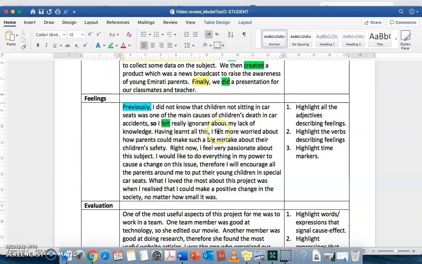Having learnt all this, I felt more worried about how parents could make such a big mistake about their children's safety. Having learnt all this can be a phrase that describes time. After we have learnt this, having learnt all this refers to the fact that you have learned it before and you're at the point where you know it. So it is a time marker. I felt more worried. The verb to do with feeling, past simple.